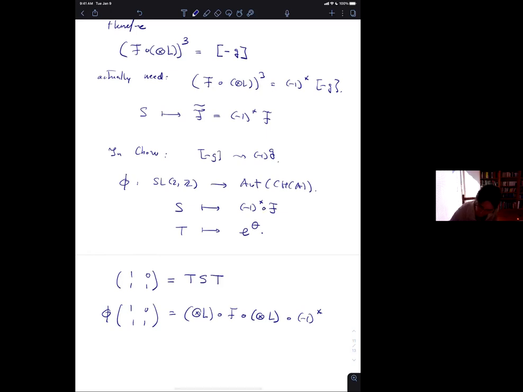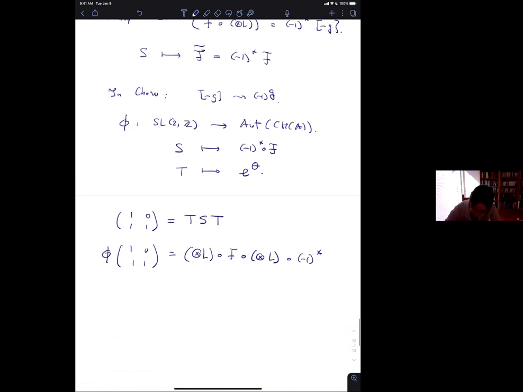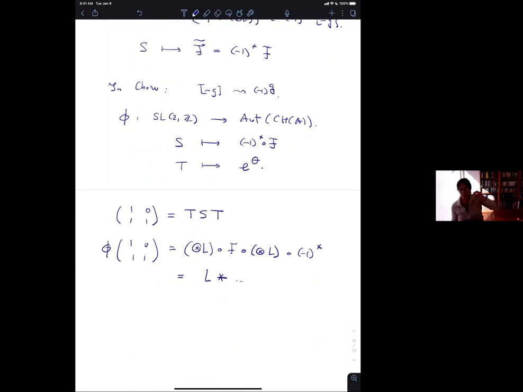It's this composition. But we calculated this, and this was in fact the first calculation we did, and we said that this is actually taking Pontryagin product with L. This is taking Pontryagin product with L. So it's kind of a beautiful picture here.